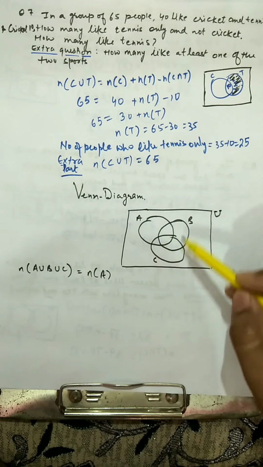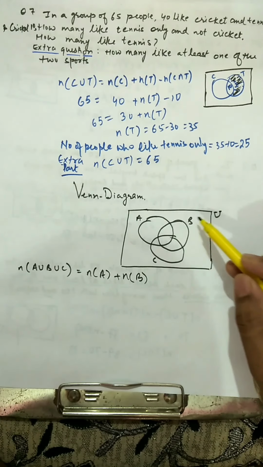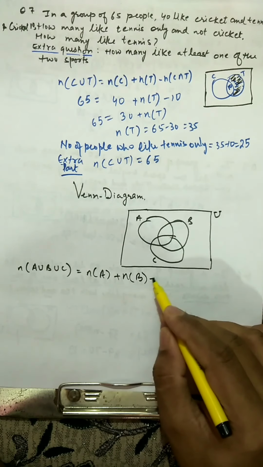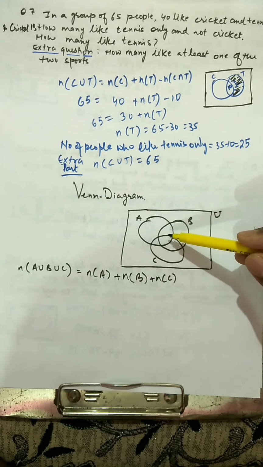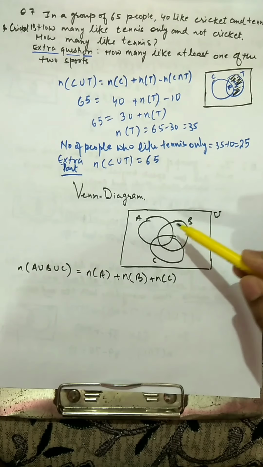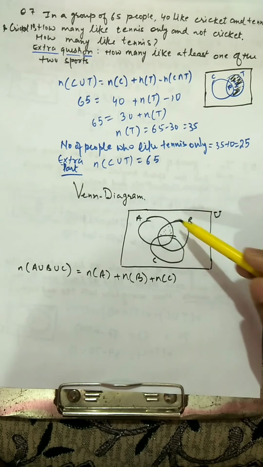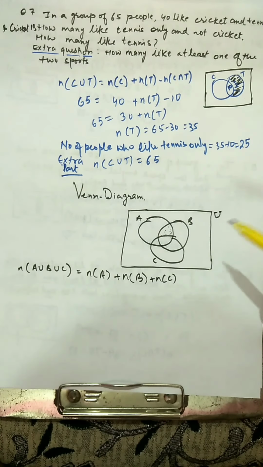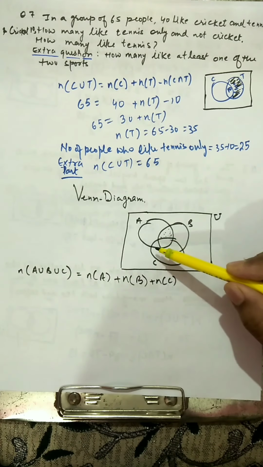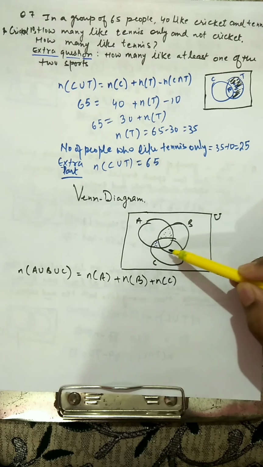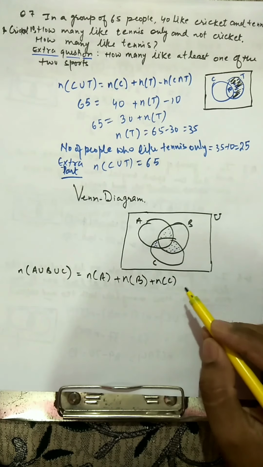You just keep in mind that A means the complete circle you have taken once. N(B) means you have taken this complete circle, plus N(C), you have taken this complete circle. But you see a few areas here which are counted twice. For example, this area was counted in A and it was also counted in B. You observe that this area is counted twice, this area is counted twice, and this area is also counted twice. So these areas are to be subtracted once.